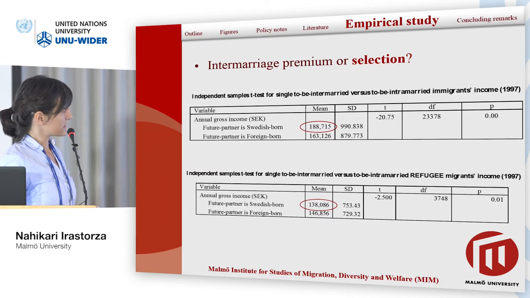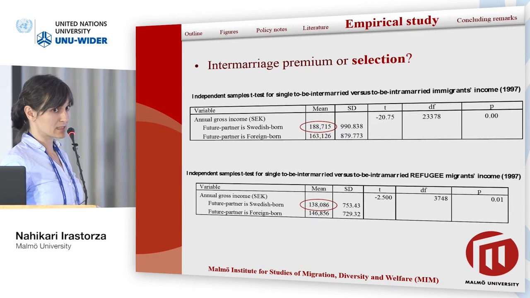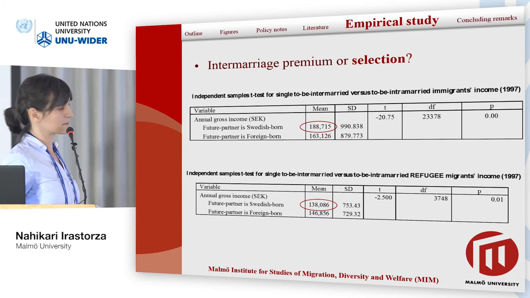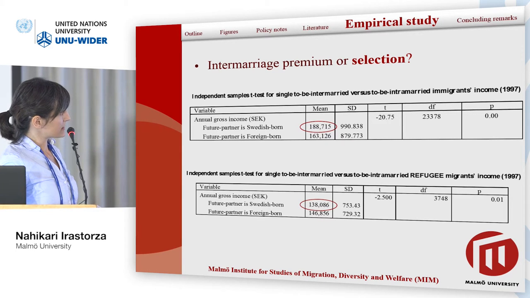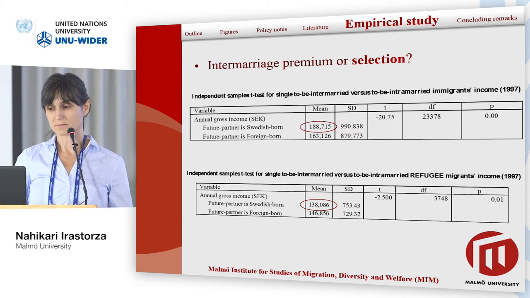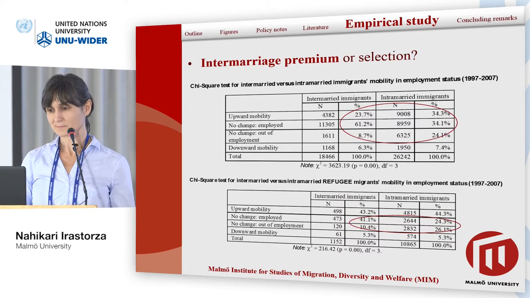This table shows the differences in mean income in 1997, again for single immigrants who were later going to be either intermarried or intramarried. Again, as you can see, the number is higher for those who were going to marry Swedish-born people than for their counterparts, but not for refugees. For refugees, those who were going to be married to natives had a lower income, and this is a bit surprising.